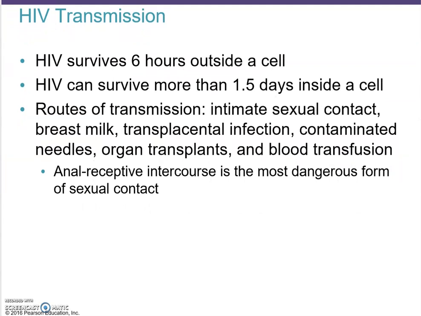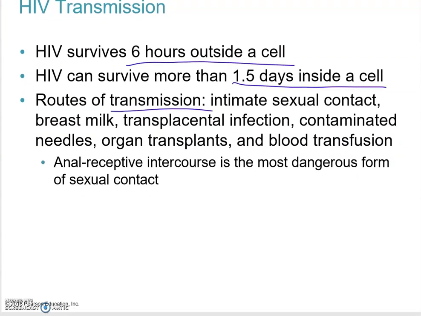Now moving on to HIV transmission. HIV survives about 6 hours outside of cells. It can survive more than a day and a half inside of cells, and the typical routes of transmission include intimate sexual contact, breast milk, transplacental infection, mother to baby, contaminated needles, organ transplants, blood transfusion, and then anal intercourse. That is the most dangerous form of sexual contact as far as HIV transmission is concerned.